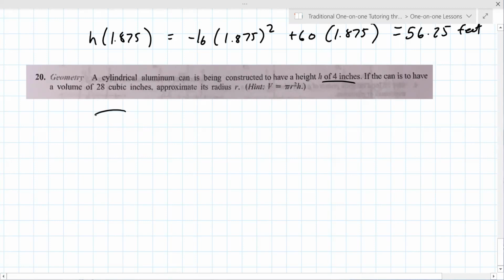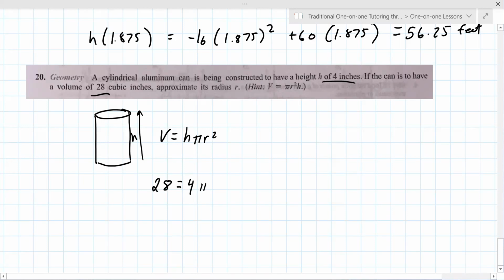They're giving you the formula for a can. A can is like a prism. The base is a circle, pi r squared, and then you multiply by the height, which is the protrusion or extension of it. So that's the volume. They give you the volume. The volume is 28. The height is 4, but they don't give you r, and they want you to calculate r. So this is just a solve for r.